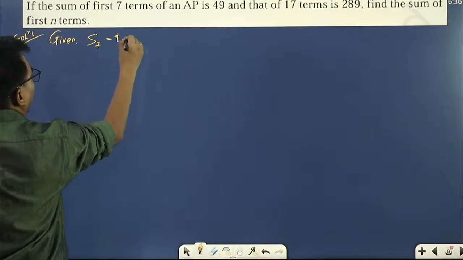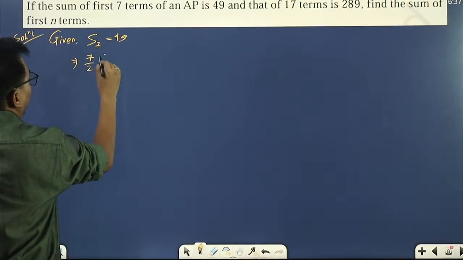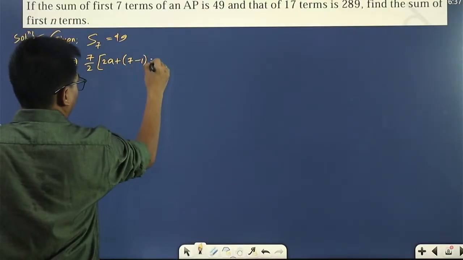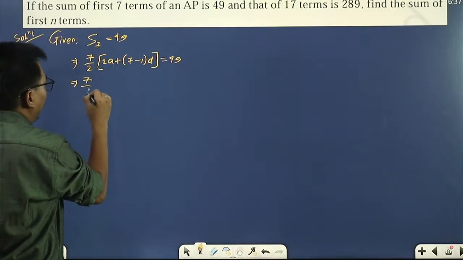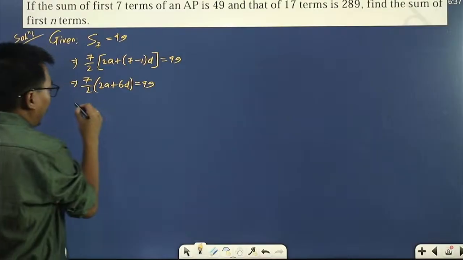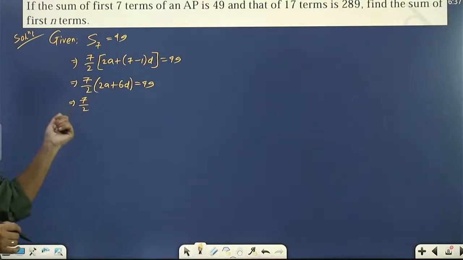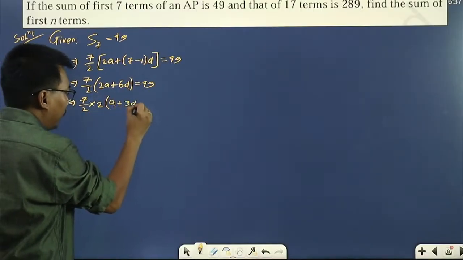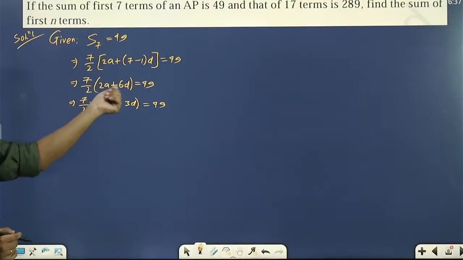Given S7 is 49. Let's use the formula: n by 2, so 7 by 2, times 2a plus 7 minus 1 d, equal to 49. So we have 7 by 2, 2a plus 6d, equal to 49. From this bracket, we can take 2 common and bring 2 outside. So we'll get 2 times a plus 3d, right?